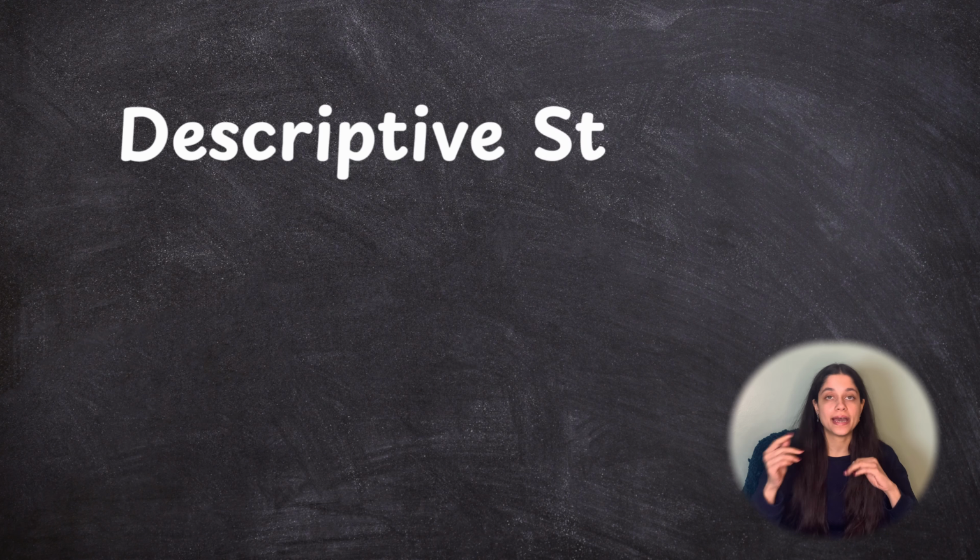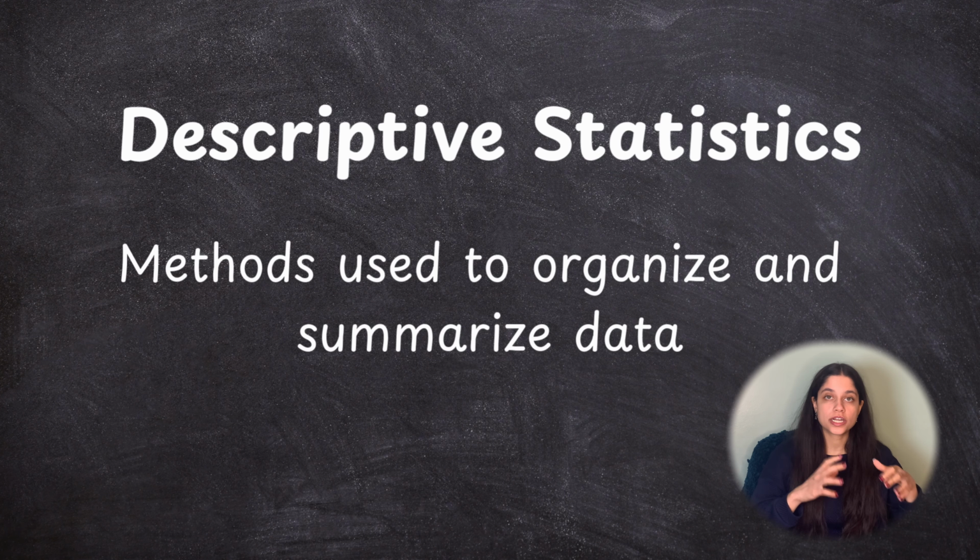Everyone, this is the first video in a series of videos centered around basic statistics for data analysis. Today, we're talking about descriptive statistics. Descriptive statistics are the methods that we use to organize and summarize data. You can kind of think of it as a first look into your data set. It helps you make sense of patterns, trends, and overall structure that you see in your data set.